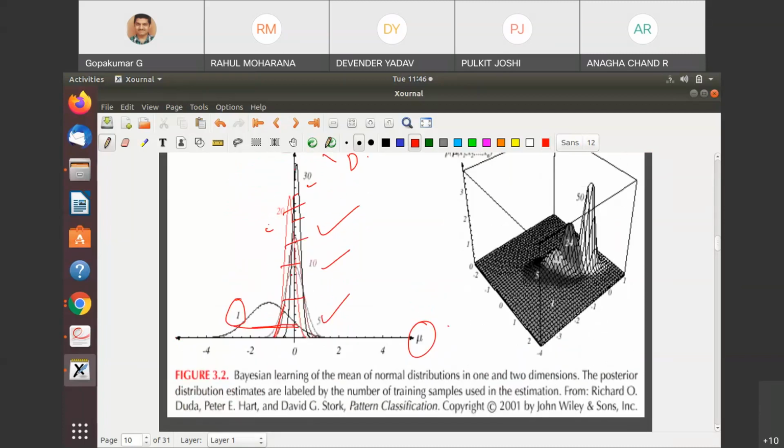That is in one dimension, and this is a similar plot in two dimensions. You can see 5, 20, then 30, sorry, 50. The point is that when the number of training samples increases, that means when you have more training data, the variance is drastically reduced. And that will have a huge impact on the final decision that you make.